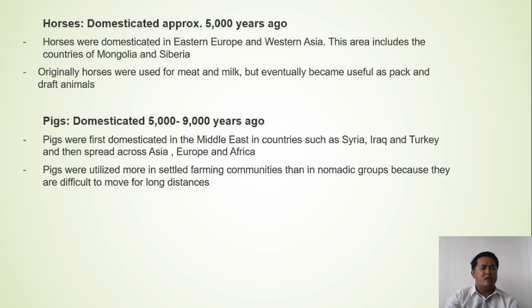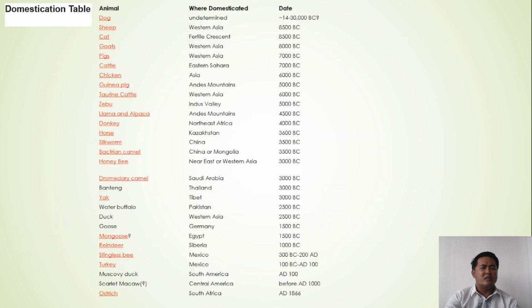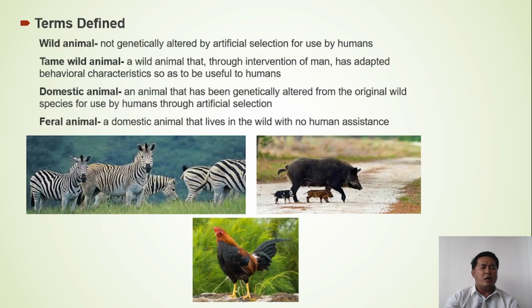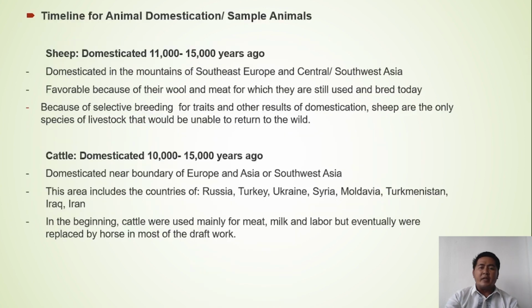Okay? So now let's move to the timeline for the domestication of different animals. I have here different animals, then I have here a table. I will not discuss each one of them, but you have to read this on your own. Okay, I have here sample animals. The sheep has been domesticated 11,000 to 15,000 years ago in the mountains of Southeast Europe and Central Southwest Asia. They were domesticated because they are favorable because of their wool and meat, for which they are still used and bred today. So gidomesticate ang sheep ngari sa ilang wool and sa ilang karne.